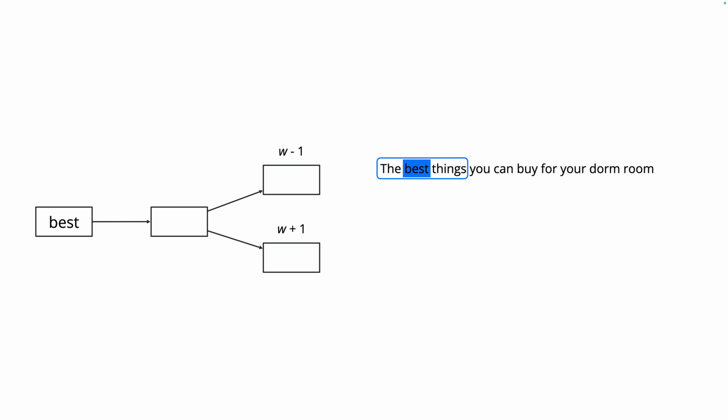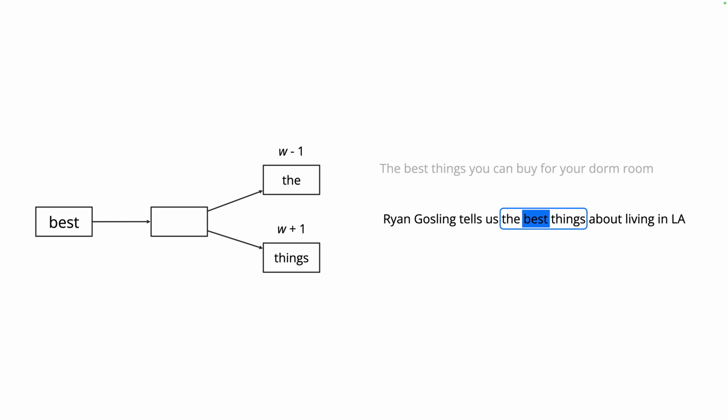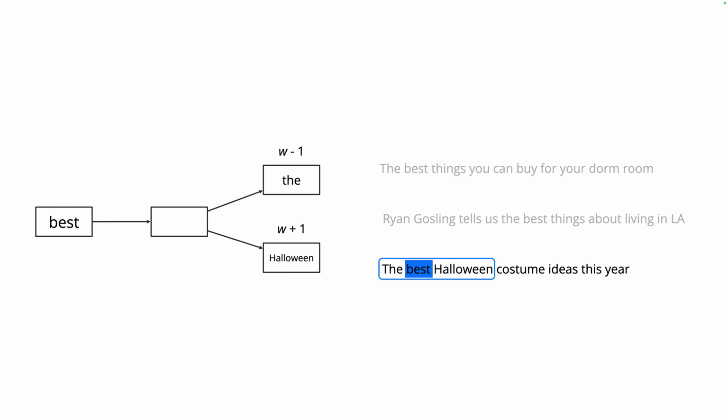In our first sentence fragment, the word in front of best is the, and after it is things. In our second example, it's also the and things. However, in our third example, it's the and Halloween. The model is therefore going to predict that the most likely word to precede best is the, and with a little less confidence, the word that follows it is things. The weights that it uses to make these predictions end up being the word embedding for best.